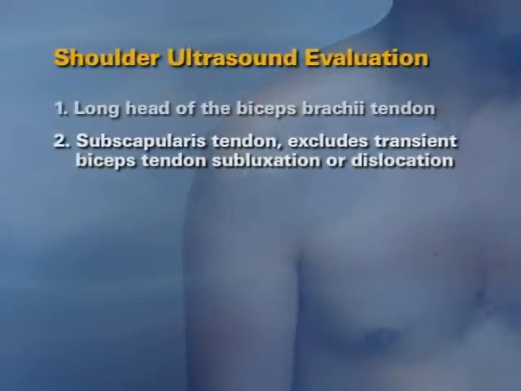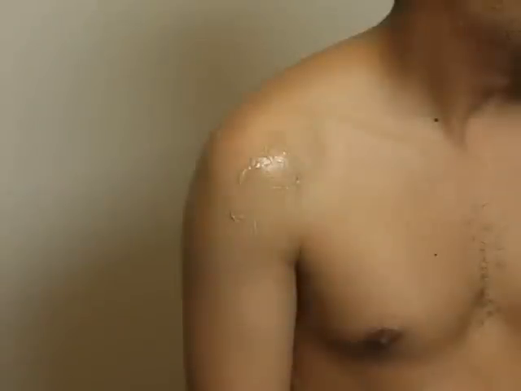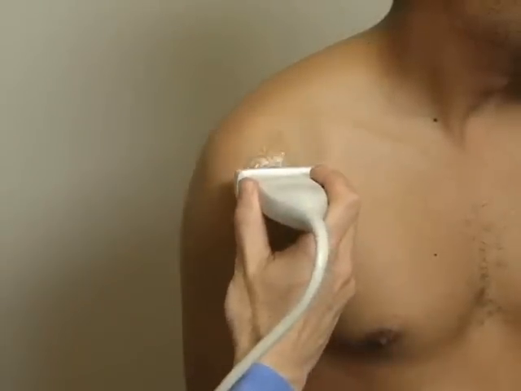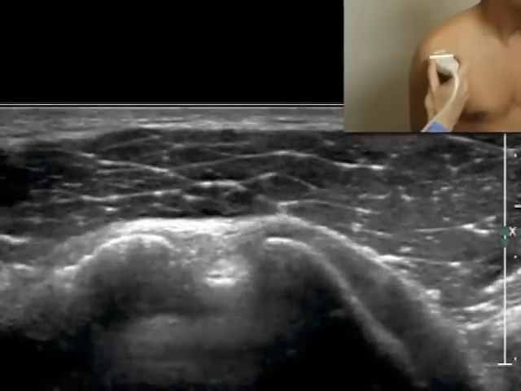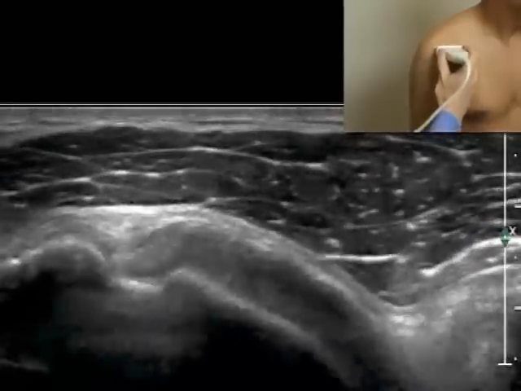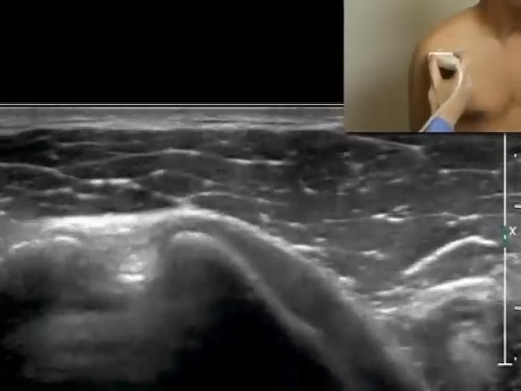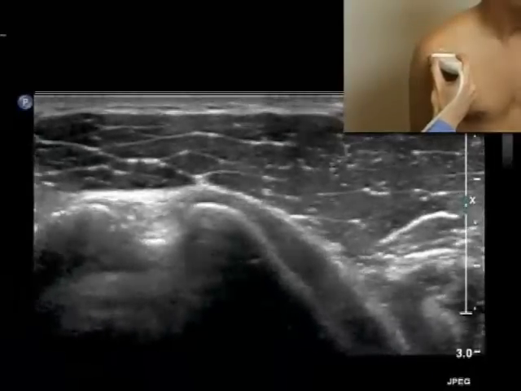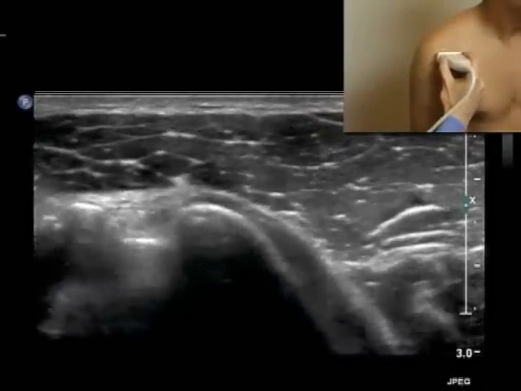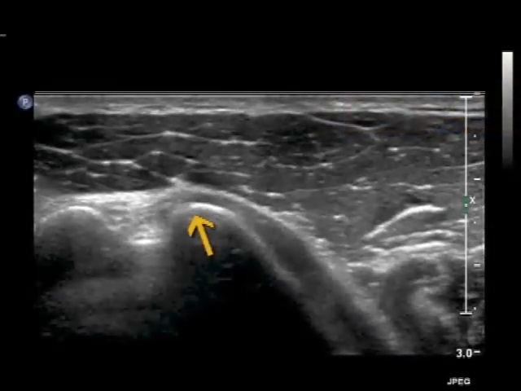Step 2 evaluates the subscapularis tendon and excludes transient biceps tendon subluxation or dislocation. With the patient in neutral position, the transducer is again placed in the axial plane over the anterior shoulder. This is completed to identify the bicipital groove and the long head of the biceps brachii tendon. The transducer is then moved medial over the lesser tuberosity of the proximal humerus, shown here with the arrow.